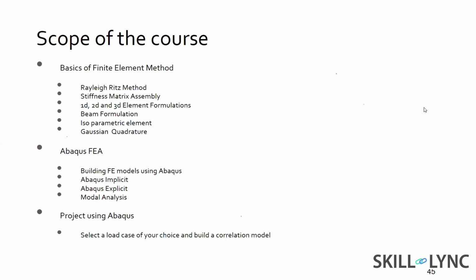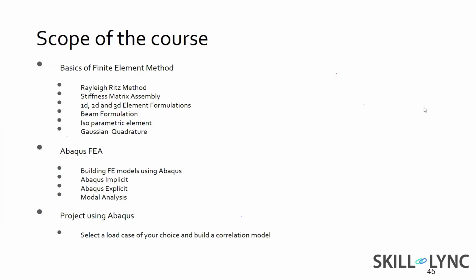Let's look at the scope of the course for finite element analysis using Abaqus. In this course, basically, we will be looking at the basics of the finite element method. Like I said, it has a very rich mathematical basis, and we'll start with Rayleigh-Ritz. We'll solve problems using Rayleigh-Ritz, and we will derive the finite element model from the Rayleigh-Ritz method. We will look at the stiffness matrix assembly. We will derive the stiffness matrices for 1D elements, 2D elements, and 3D elements, and the finite element method for beams, and then we will take a look at the isoparametric elements and Gaussian quadrature.